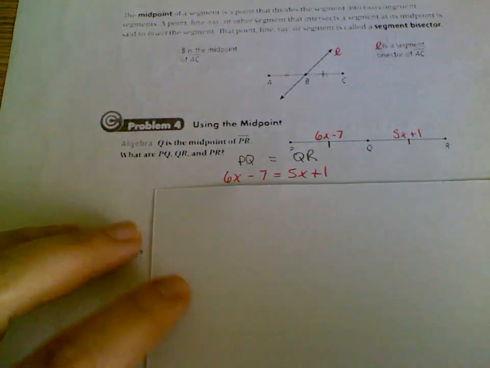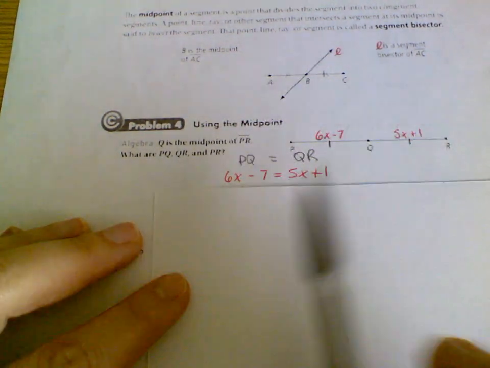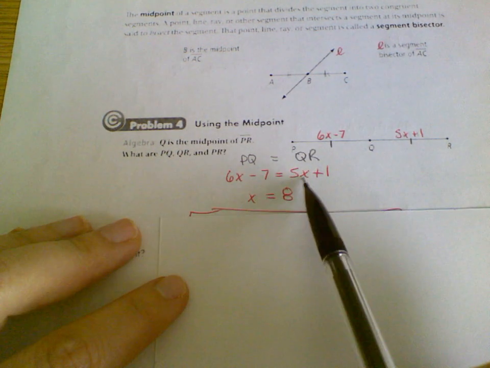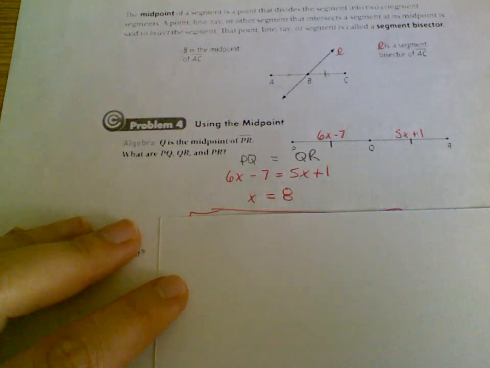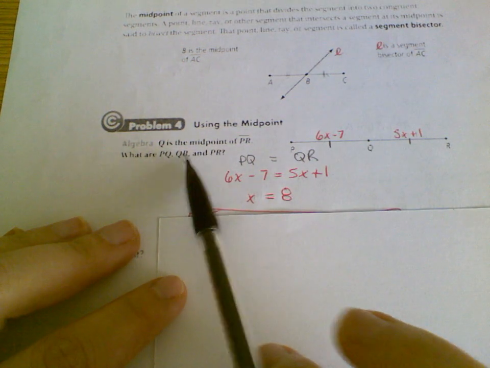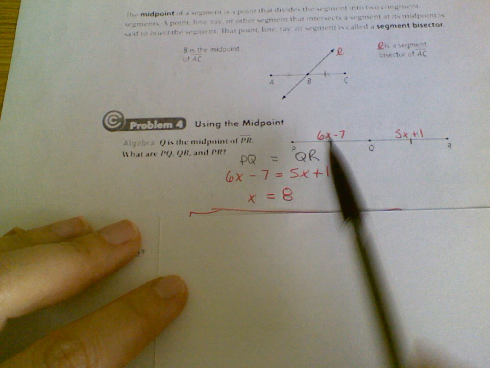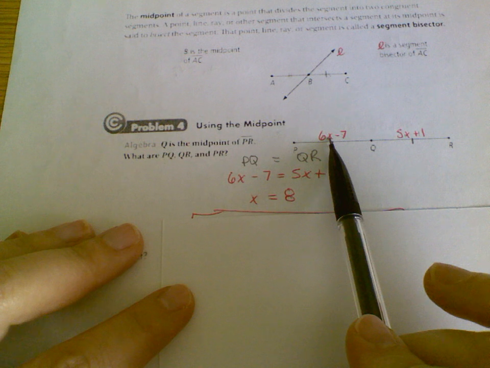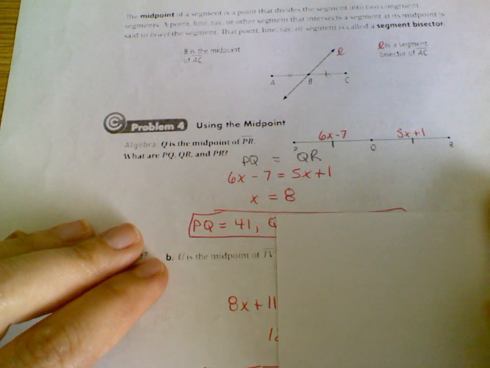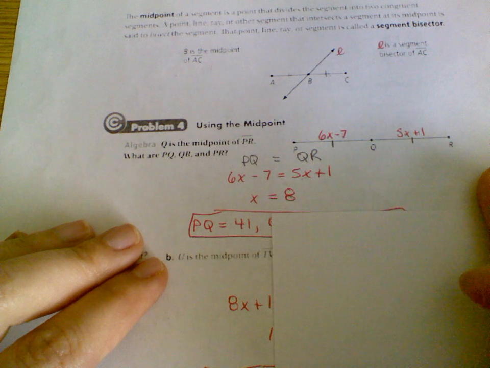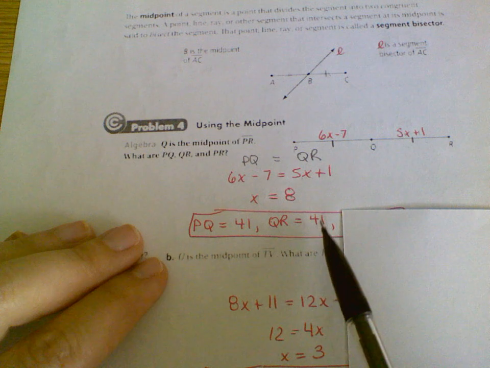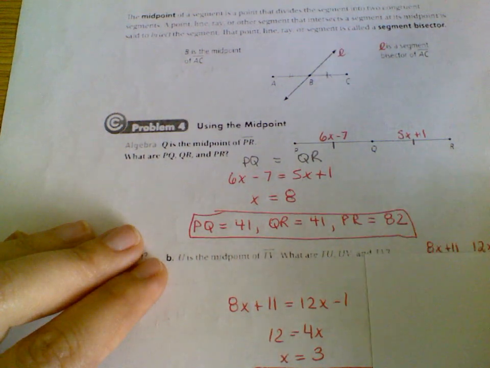So if that's the case, I can substitute in my expressions. So I have 6x minus 7 equaling 5x plus 1. Then I would just start solving. So I would subtract 5x, add 7, and I end up getting 8. Now, it's not asking me to find x, it's asking me to find all of these lengths. So I would have to plug all of that in. So for PQ, I would plug 8 back in there. So I get 48 minus 7, which is 41. Plug 8 back in here and get 41. And then PR is all the way across. So I could just add these two together and get 82.